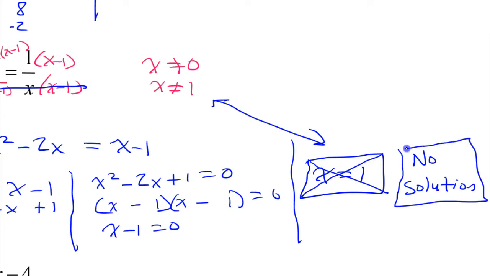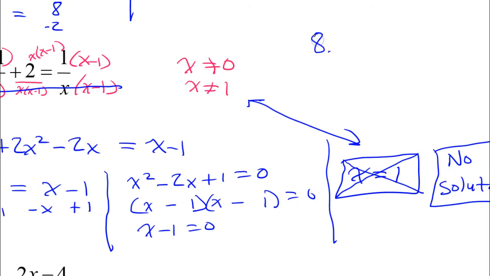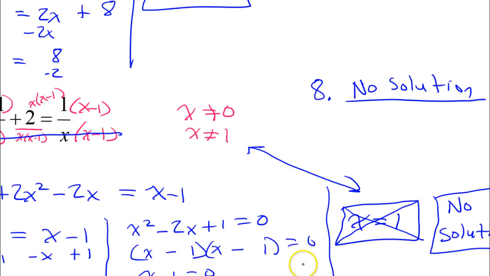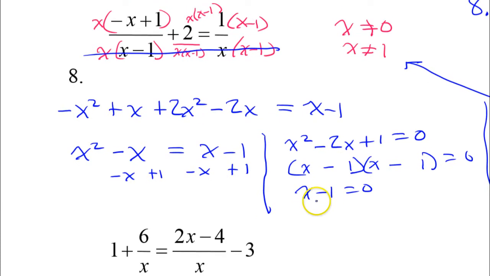So the only thing I would put on the answer line, like if this was a test or a quiz, and it was like, okay, number 8, here's the answer line. Record your final answer here. The only thing I would put here is no solution. I would not put x equals 1 or anything else. I wouldn't even state my excluded values because I already know that nothing works. Okay, that's it for number 8.